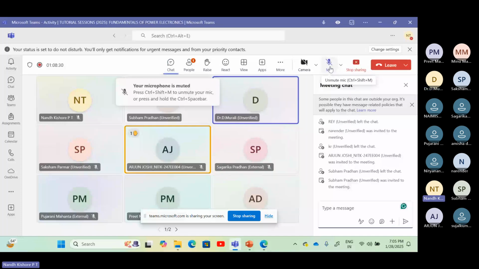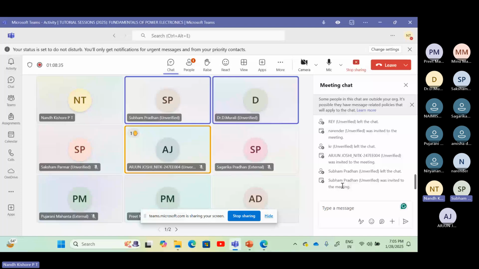Hi Arjun, if you have any doubt, please do go ahead and tell. Or if you are not able to unmute yourself, you can type in the chat box.